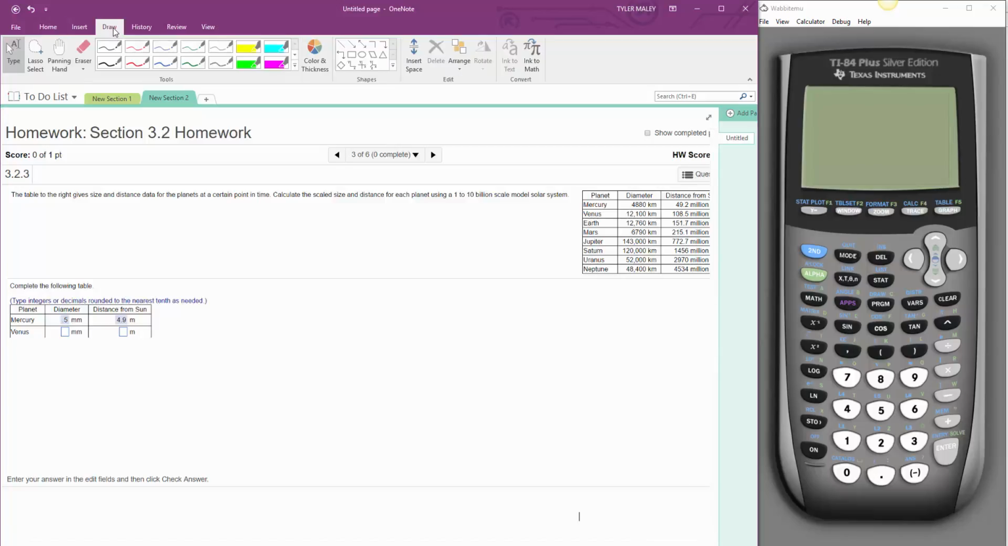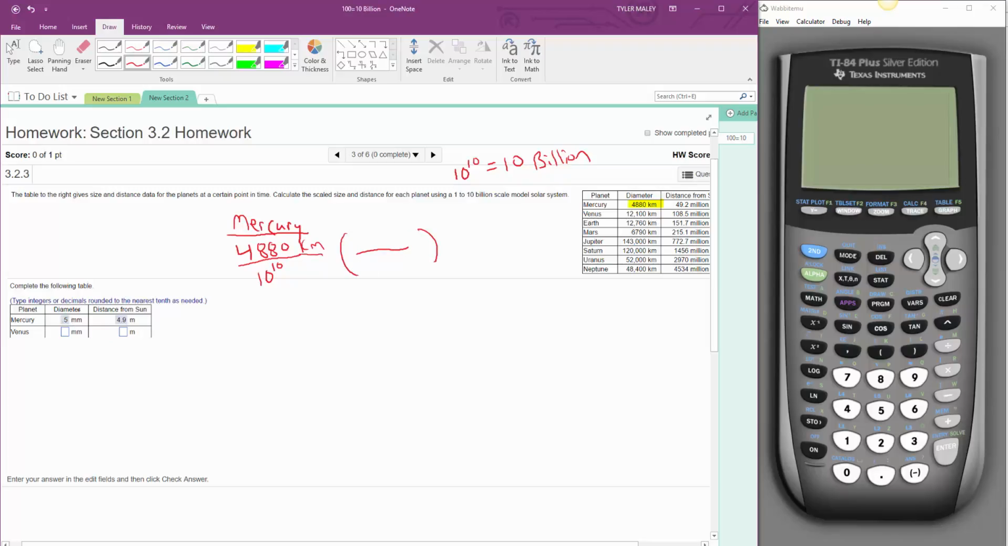Let me grab some ink here. All right, so for Mercury, we have a diameter of 4,880 kilometers, right? So we'll start with that, 4,880 kilometers, and then divide that by 10 to the 10th. 10 to the 10th equals 10 billion, right? Whenever I want to scale a quantity to a specific number, we just divide, right? So take 4,880 divided by 10 to the 10th, and this is in kilometers. And then if we want to get rid of kilometers, notice I want this to be in millimeters, right?